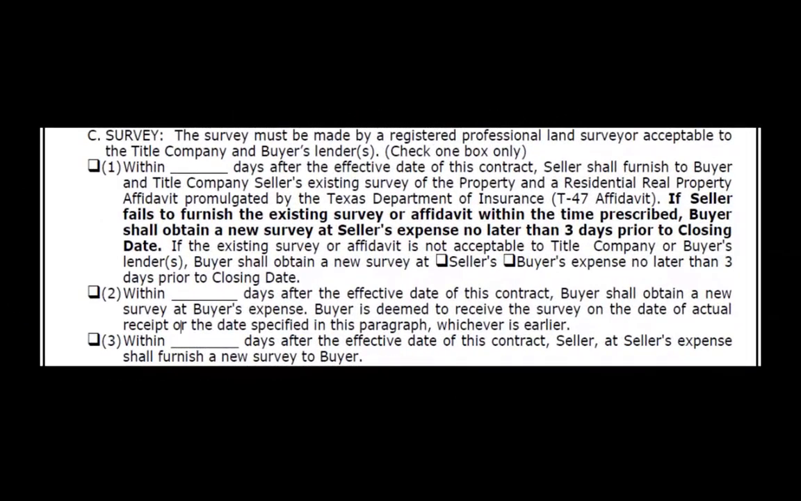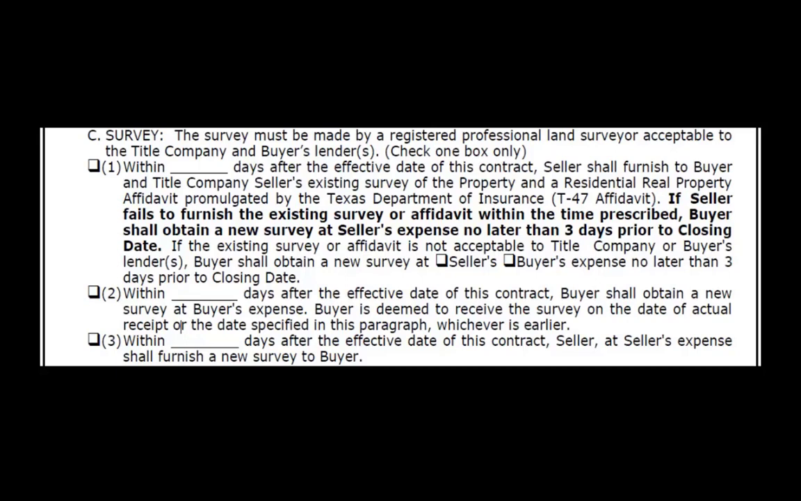Section C, the survey. Okay, this is actually a pretty interesting section here, and I'm going to just nerd out on it a little bit. First, let's hit up the easy options first. You've got 3 different options to choose from. Option 3 says that the seller's going to pay for a new survey. Option 2 says the buyer's going to pay for a new survey. And then you've got to select how many days they have to deliver the survey.